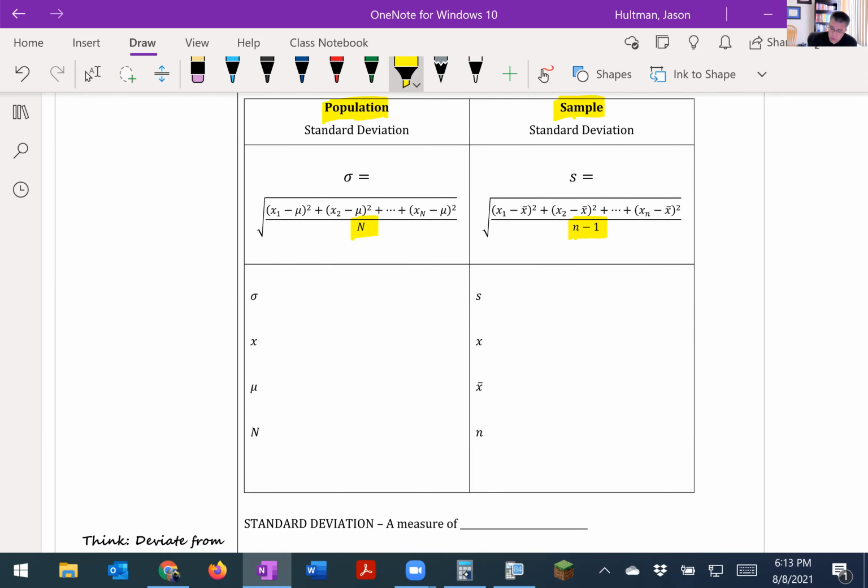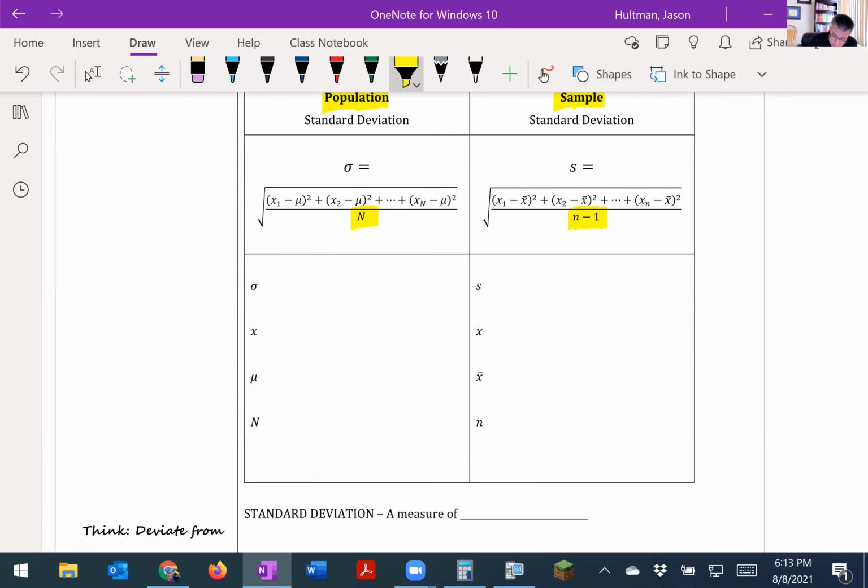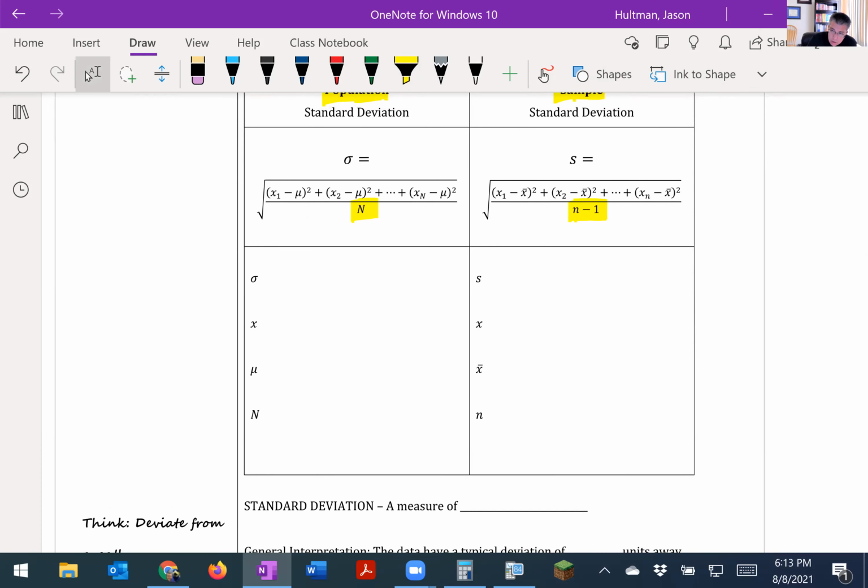So this is where the formulas differ, based on whether we're given the entire population or a sample. There's more error involved in a sample standard deviation, and that's why we subtract 1, to account for that error. Populations are more accurate if we know the entire population instead of just pulling a sample out of it. They're both approximations, but the population one is a little more exact.